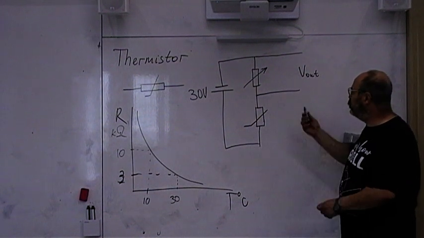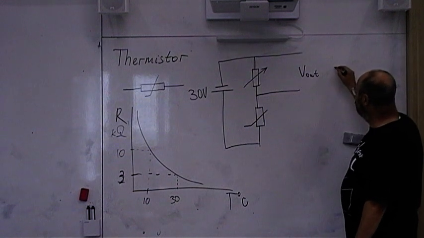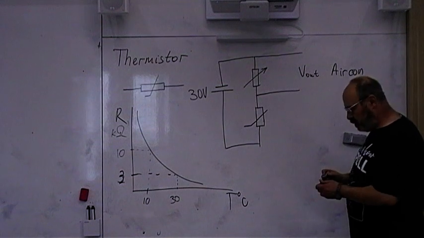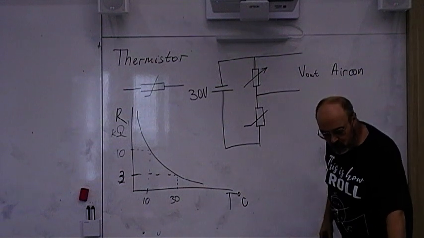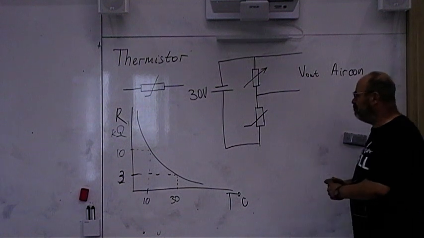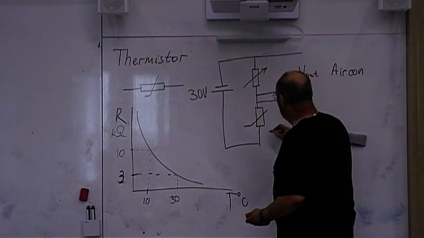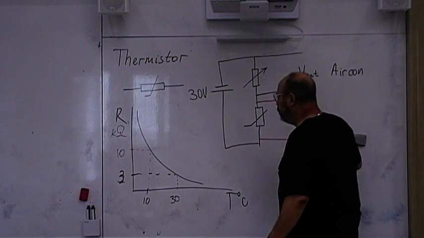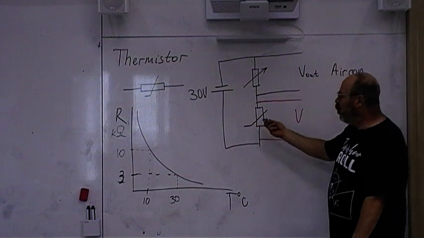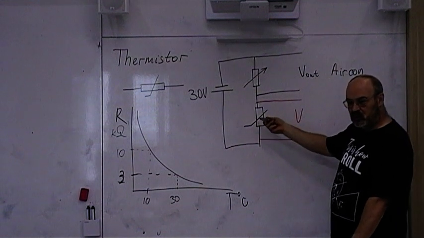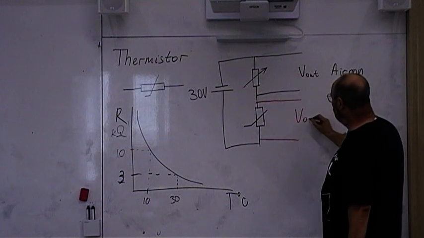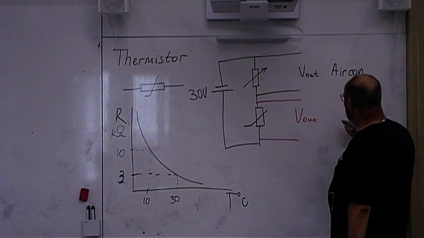If you want to turn on the air conditioner, where should we take voltage out? And if you want to turn on the heater? The thermistor. Because when the temperature drops, we'll have more and more voltage across the thermistor and less voltage across the other resistor. That voltage is the voltage out for the heater.